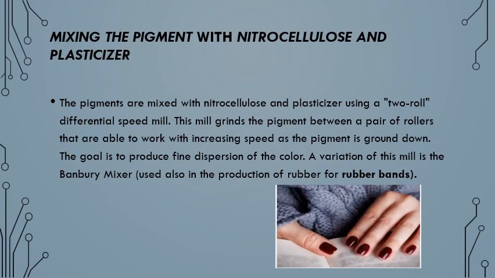Mixing the pigment with nitrocellulose and plasticizer. The pigments are mixed with nitrocellulose and plasticizer using a two-roll differential speed mill. This mill grinds the pigment between a pair of rollers that are able to work at increasing speeds as the pigment is ground down. The goal is to produce a fine dispersion of the color. A variation of this mill is the boundary mixer, used also in the production of rubber for rubber bands.